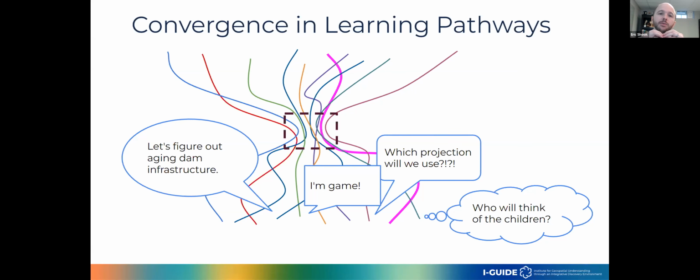And then after they've worked on that problem, they might diverge back out and work on other problems. So this isn't necessarily a permanent training where the hydrologist then becomes an aging dam expert. Instead, we just want to be able to give them enough knowledge and skills to work on the problem in a very effective collaborative way. And then perhaps they might expand out.